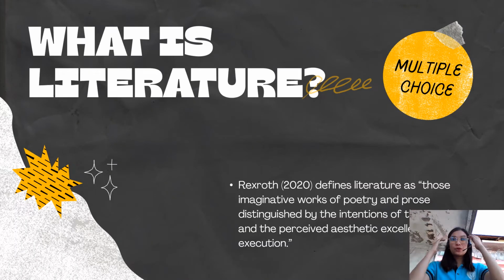Then, first, let's recall the meaning of literature. So what is literature? According to Roth 2020, it defines literature as those imaginative works of poetry and prose distinguished by the intention of the author and the perceived aesthetic excellence of execution. So in other words, when we say literature, it is an art of words.